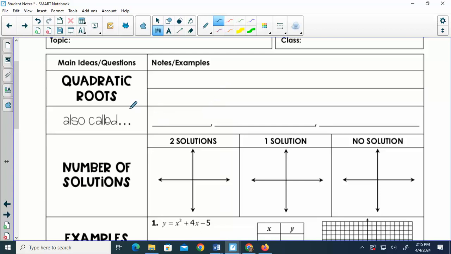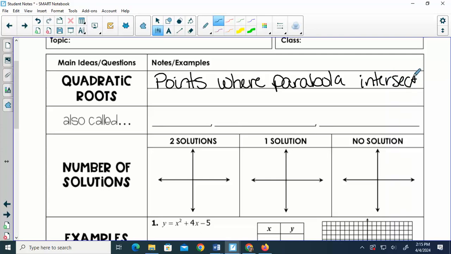When we are talking about quadratic roots, those are just the points where the parabola intersects the x-axis. So a root, if I say find the root, I'm asking you where does this point touch the x-axis?